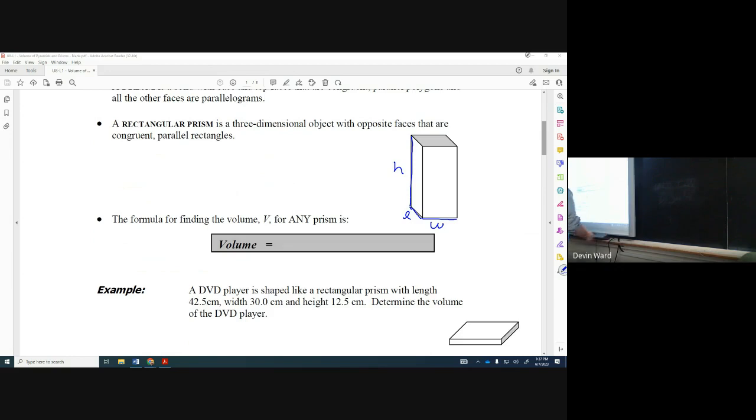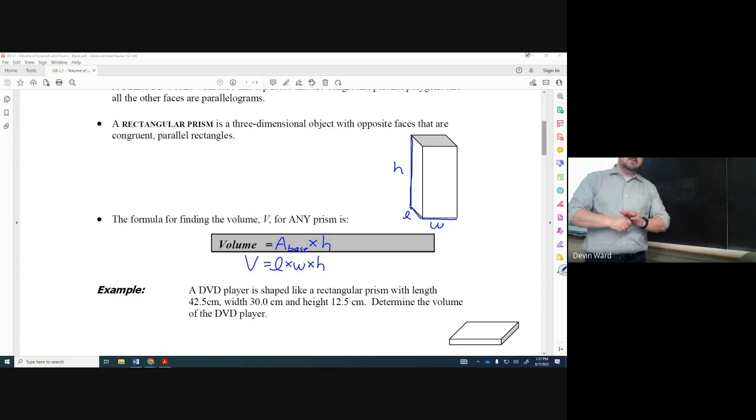of height. So the volume for any prism, or really any 3D shape, is the area of the base, so length times width, times the height. Okay? Or another way of writing it would be my length, L, times width, W, times height. That would be my volume. Okay? So for any kind of prism, it's length times width times height.